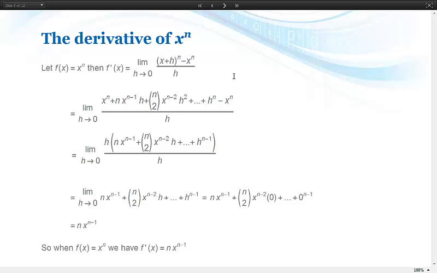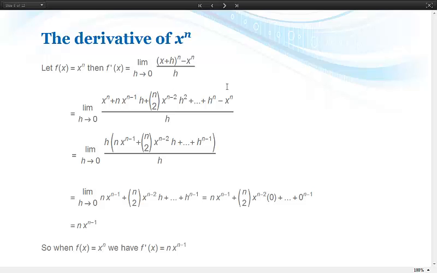Well, we can use the binomial expansion we just showed on the previous page. What happens when I expand x plus h to the n? I get x to the n plus n choose 1, which is n, times x to the n minus 1 times h. We bring in the first power of h. And then n choose 2 times x to the n minus 2, the power of x goes down one more, and h squared, all the way down to h to the n. That's the last term in this expansion. And then remember, we subtract f of x, so that's x to the n.